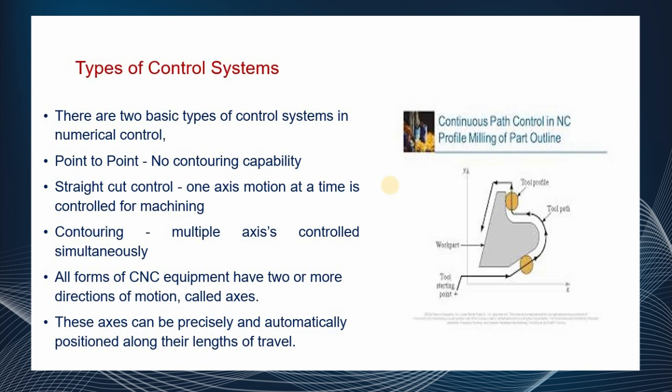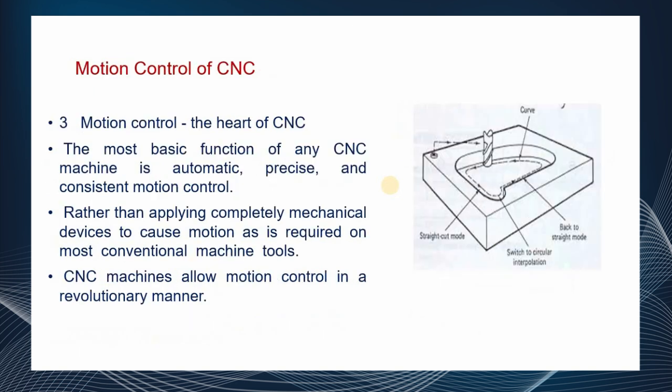So all forms of CNC equipment have 2 or more directions of motion. The direction of motion is referred to as the axis. These axes can be precisely and automatically positioned along the length of travels.